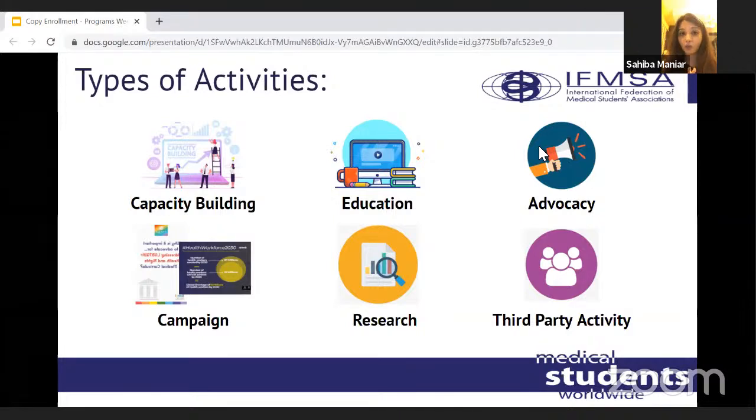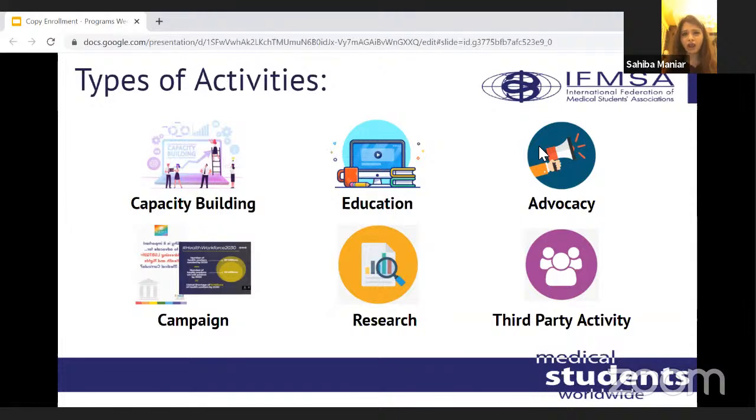Next, we go to advocacy. Advocacy is when you're trying to influence your stakeholders or when you're trying to bring out a change on a governmental level or on a policy level. That is something that is known as advocacy. And a campaign is a simple mix of advocacy and education. When you try to bring out an activity in which you're also trying to bring awareness, but you're also trying to influence your stakeholders, it becomes a campaign.